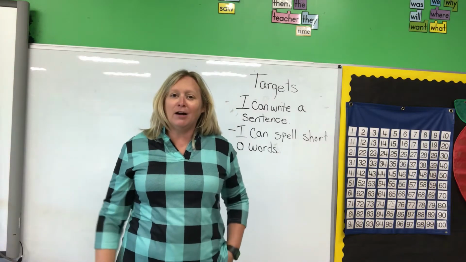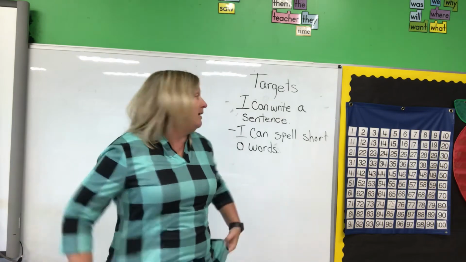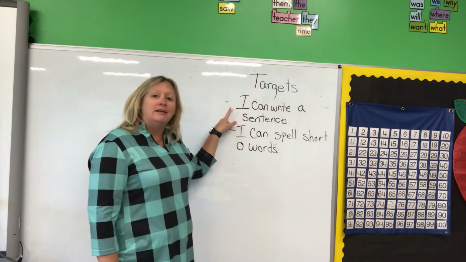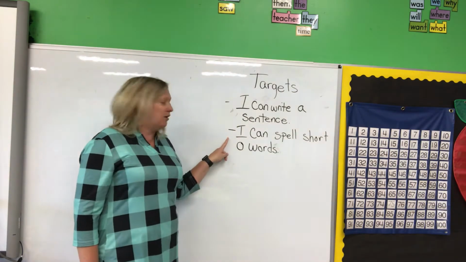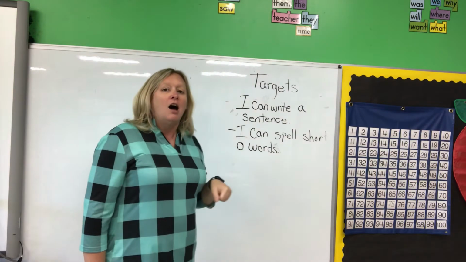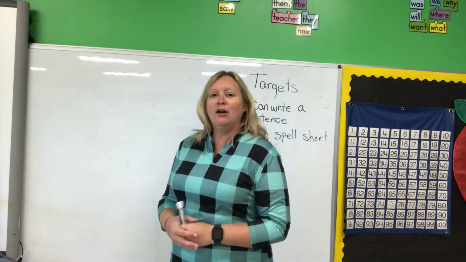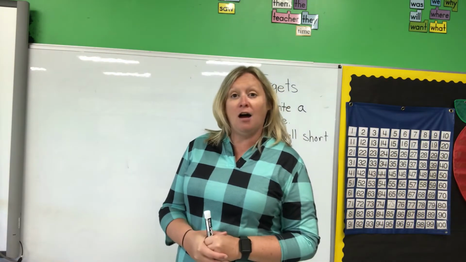Siblings. Today we're going to work on writing. Our targets for today are: I can write a sentence, and I can spell short O words. Our story this week is about an ox, so we are going to write about an ox today.